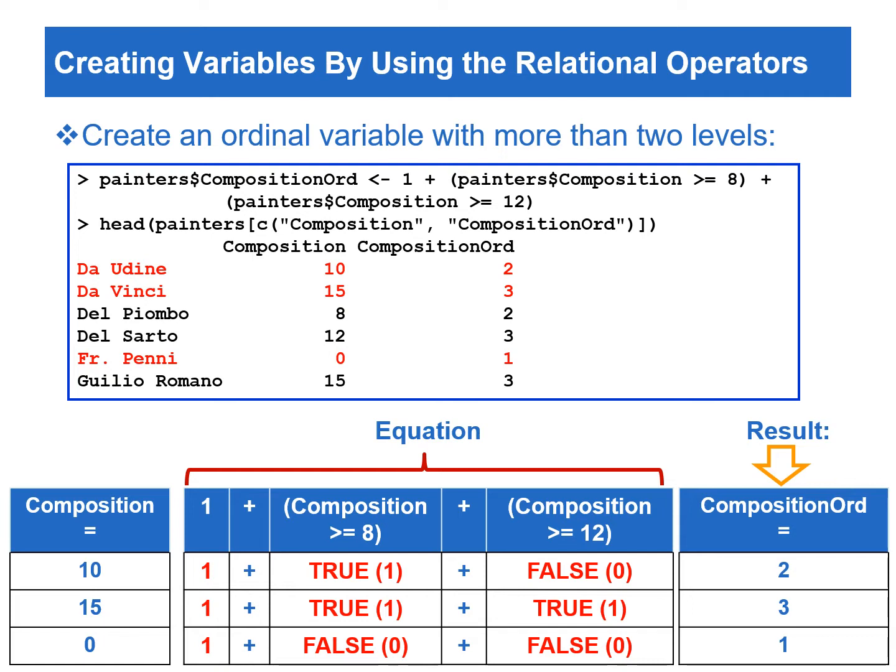with 12. For example, in the first row of the table, the composition equals 10. Since 10 is greater than or equal to 8, the second element results in true or 1. Since 10 is not greater than or equal to 12, the comparison results in false or 0. Adding 1, 1, and 0 results in 2.